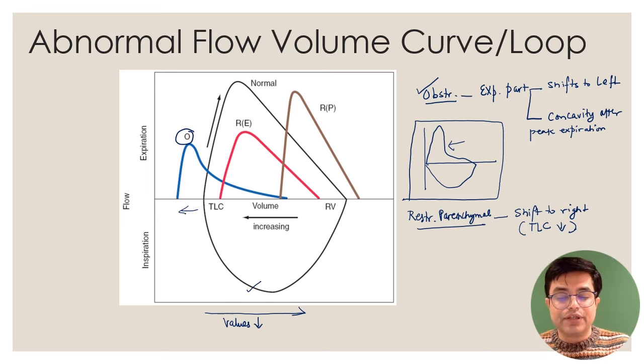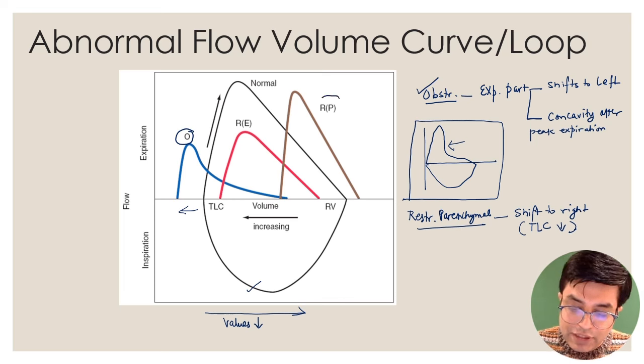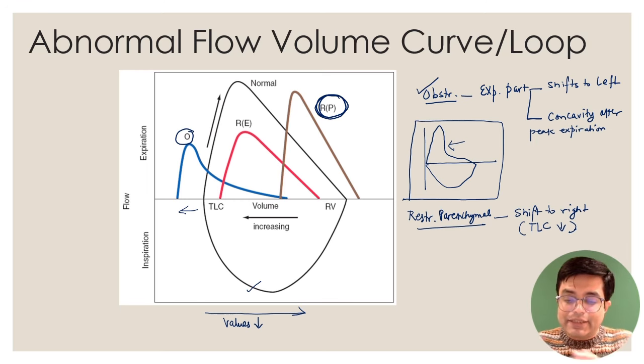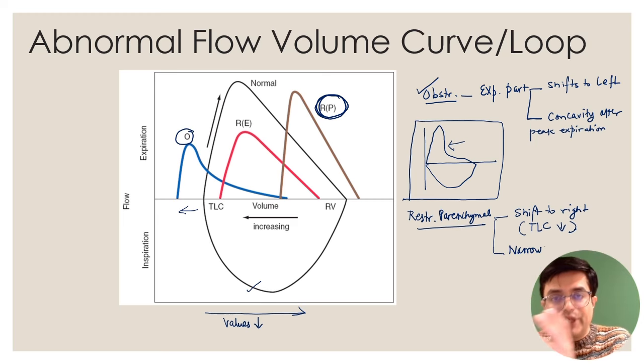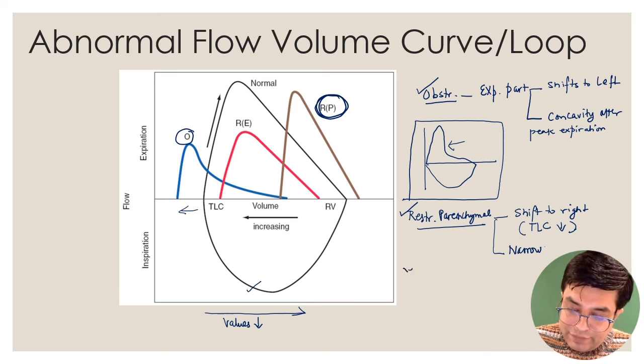तो can you see here this brown colored thing? So this is restrictive lung disease का brown वाला pattern which is shifting to the right, और इसका जो total area है वो भी कम हो गया. It has become narrow. This also becomes narrow because total lung capacity volume जो है कम हो रहा है. So if it becomes narrow and shifts to the right, that is restrictive lung disease, parenchymal in nature.